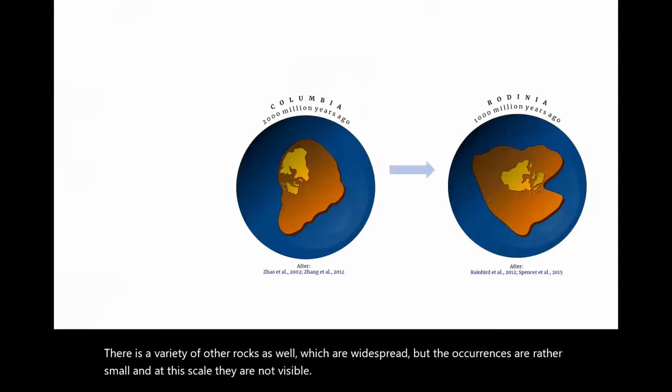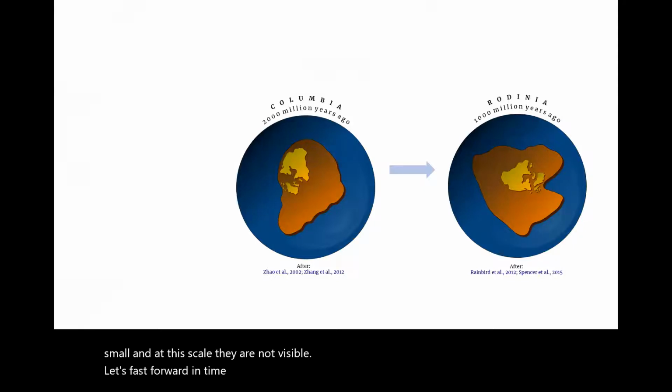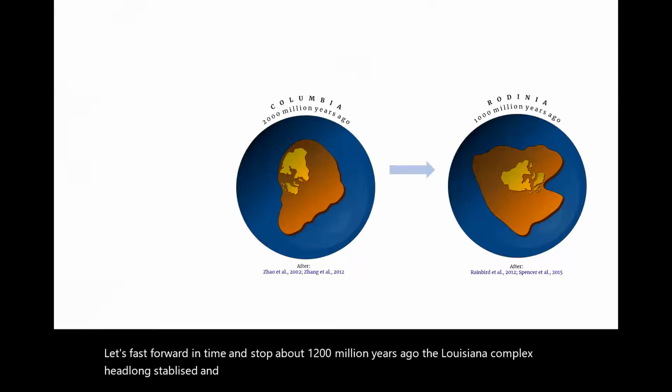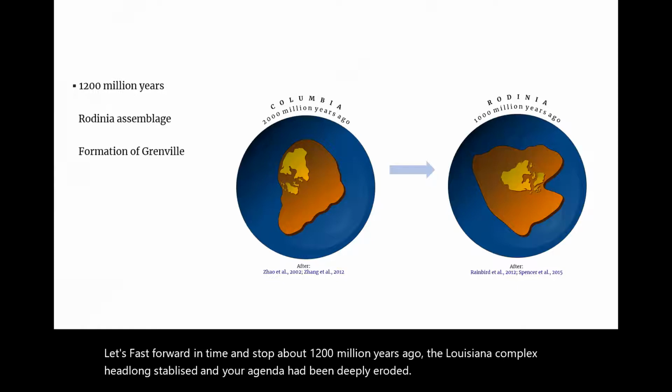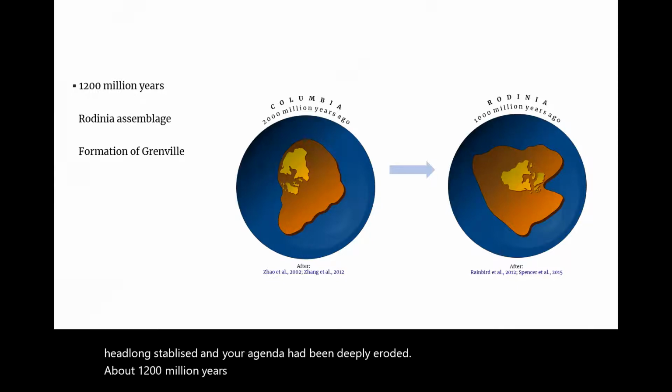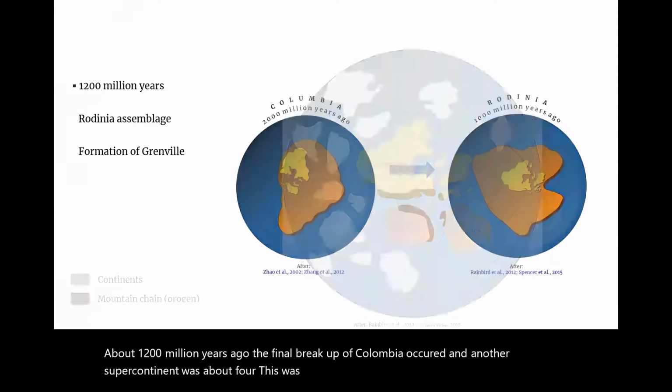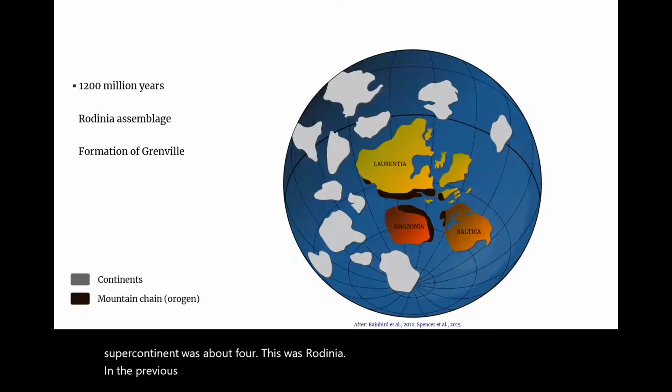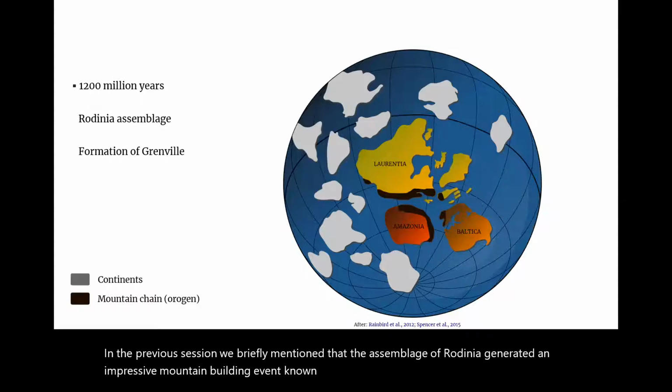Let's fast forward in time and stop about 1,200 million years ago. The Lewisian complex had long stabilized, and the orogen had been deeply eroded. About 1,200 million years ago, the final breakup of Columbia occurred, and another supercontinent was about to form. This was Rodinia. In the previous session, we briefly mentioned that the assemblage of Rodinia generated an impressive mountain building event known as the Grenville Orogeny.